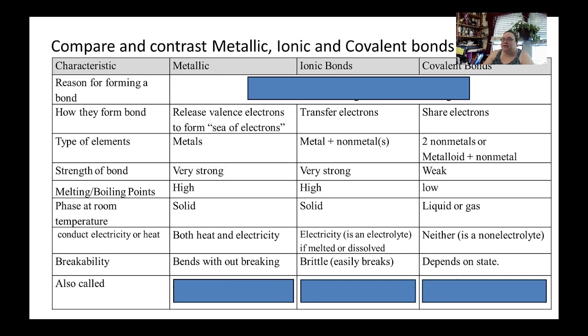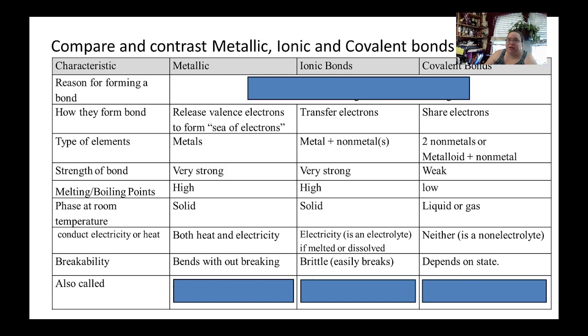Covalent bonds depend on the state of matter. Again, if they're solid, they tend to be fairly brittle. If they are liquids or gases, of course, you can't break a liquid or a gas, but they do not have a lot of structure to them in those states of matter.